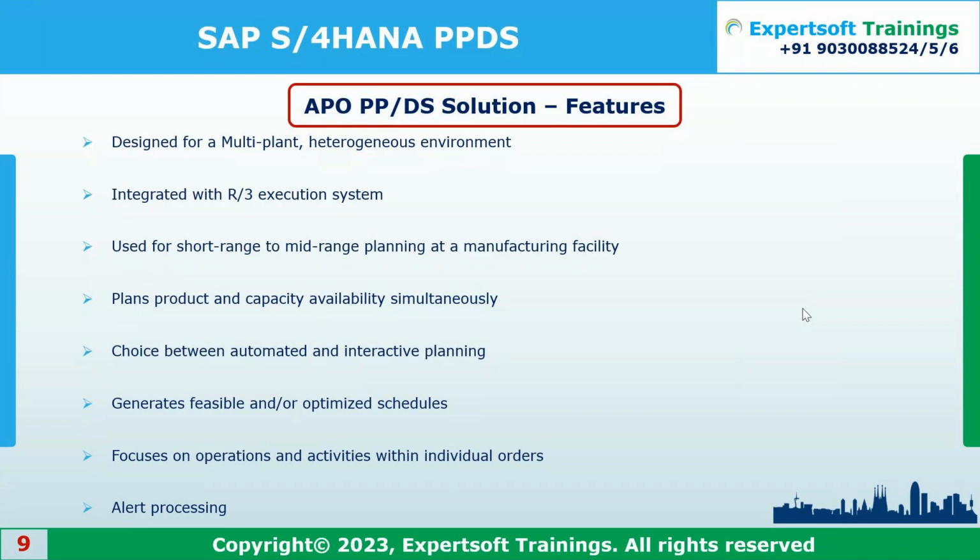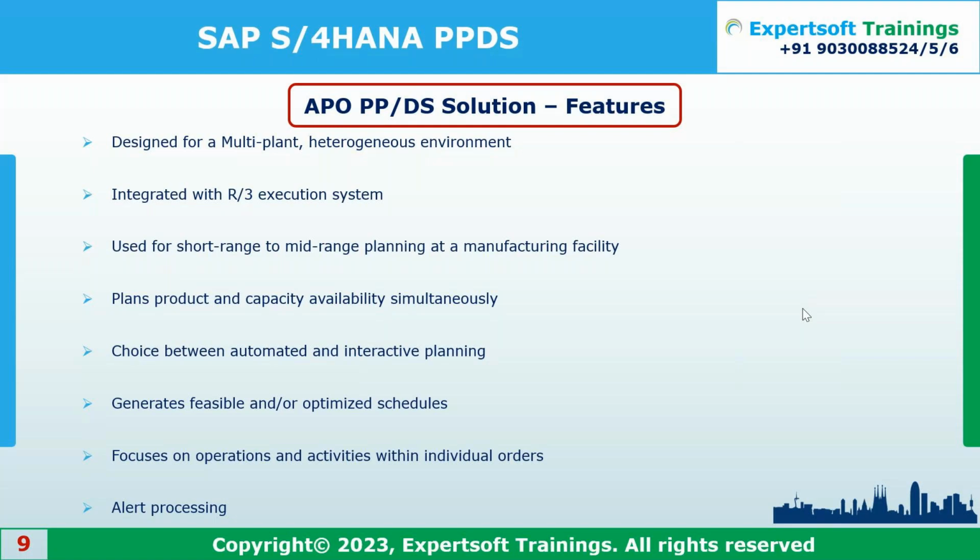In addition to these functions, I have put the APO features in a detailed way. This is for a multi-plant heterogeneous environment. What is meant by a heterogeneous environment? If you have different plants or supply networks, if you have multiple networks, you can do planning, and you can see how the demands and how the receipts have to be.